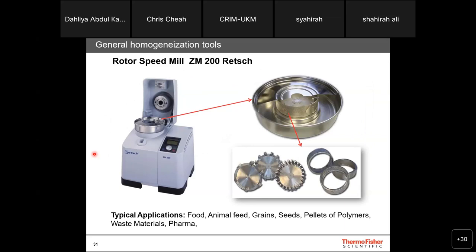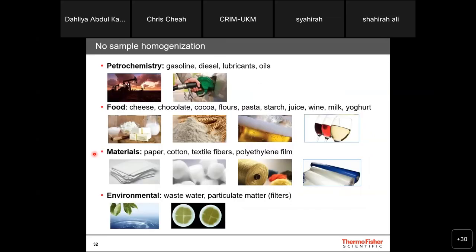So this type of blending is actually more for softer material: animal feed, food sample, seed, polymer. Polymer is more for industrial analysis, waste material. Some sample doesn't require sample homogenization. Sample like gasoline, diesel, oil sample, lubricant sample in the petrochemistry industry doesn't require homogenization, which means I can straight away prep the sample, load the auto sampler, start my analysis.